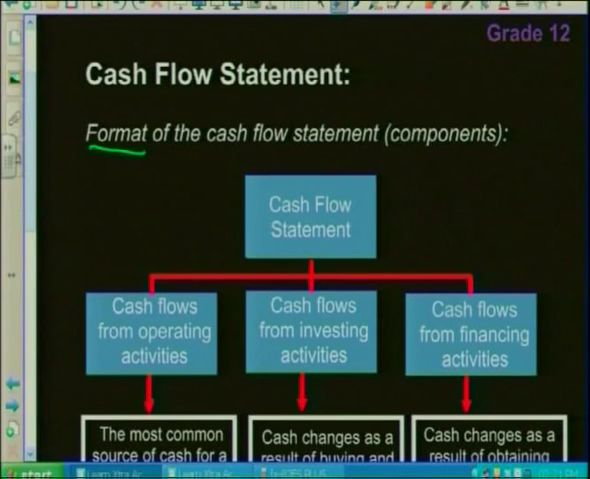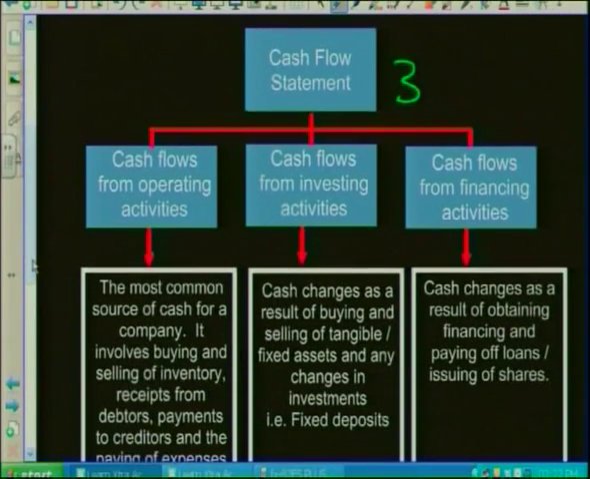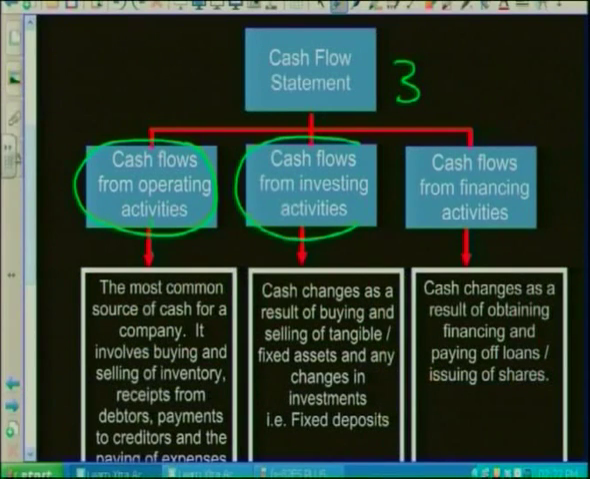Now, when it comes to the components, you will find that there are three very important subheadings or components of this statement. The very first subheading in your cash flow statement is cash flows from operating activities. Okay, this is our very first part of our cash flow statement. Then we look at cash flows from investing activities. And then finally, the last part of your cash flow statement focuses on financing activities. Cash flows from financing activities.